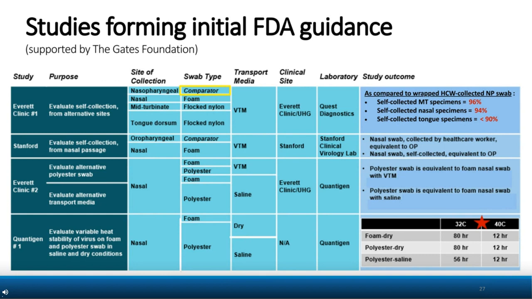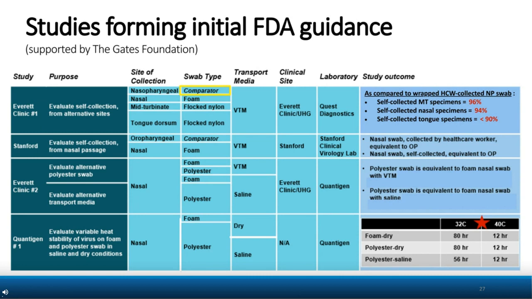The first study was done at the Everett Clinic, and they wanted to evaluate self-collection from different sites in the body. So they looked at nasopharyngeal collections, nasal collections, mid-turbinate, and tongue collections. Now you can see on the swab type, I have comparator on this slide next to the nasopharyngeal in a yellow highlight. And that's because I wanted to point out that in this study, they did use a nasopharyngeal swab to compare the rest of these swabs and the rest of these collections to. But the nasopharyngeal swab they used in this particular study was a fiber-wrapped swab. So it was not a nylon flock swab. So just keep that in mind as we go through.